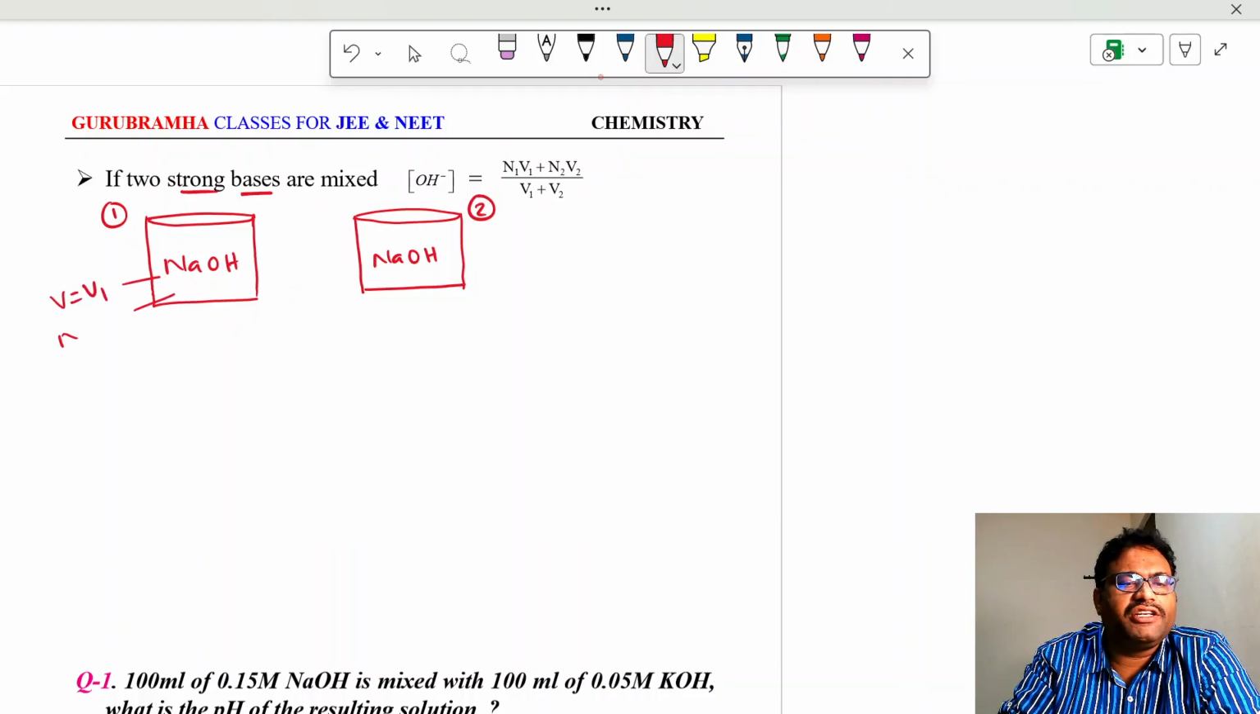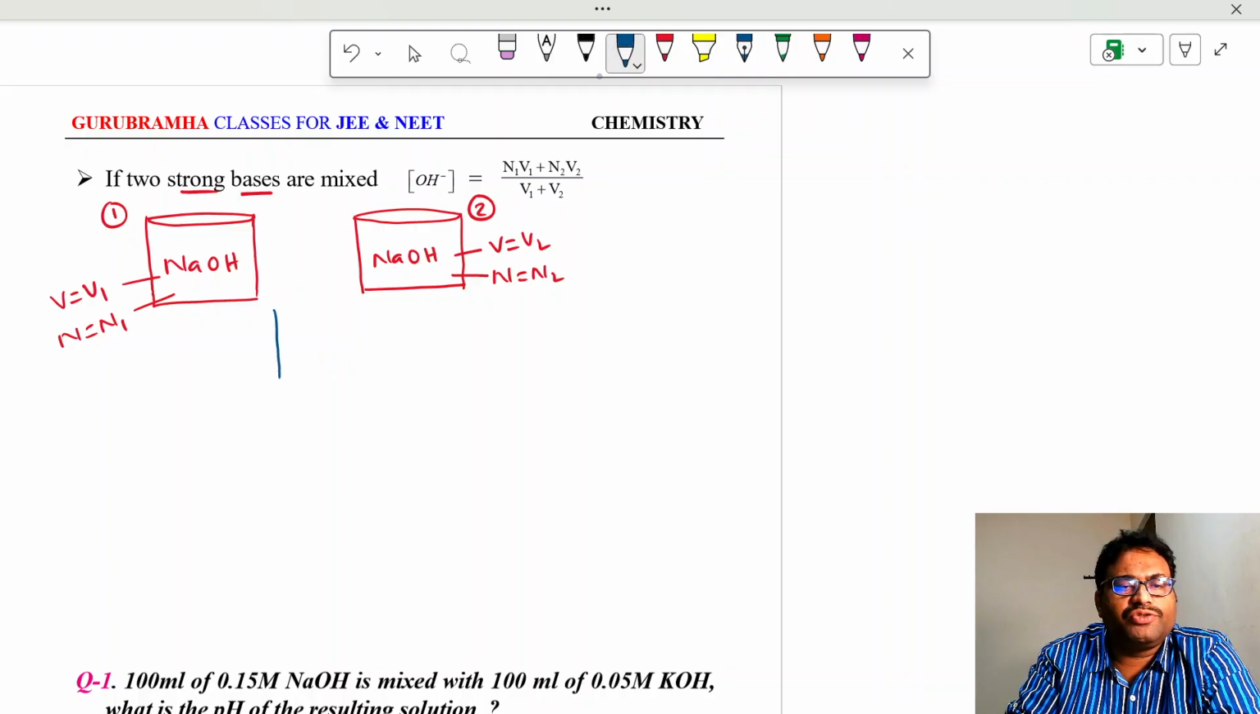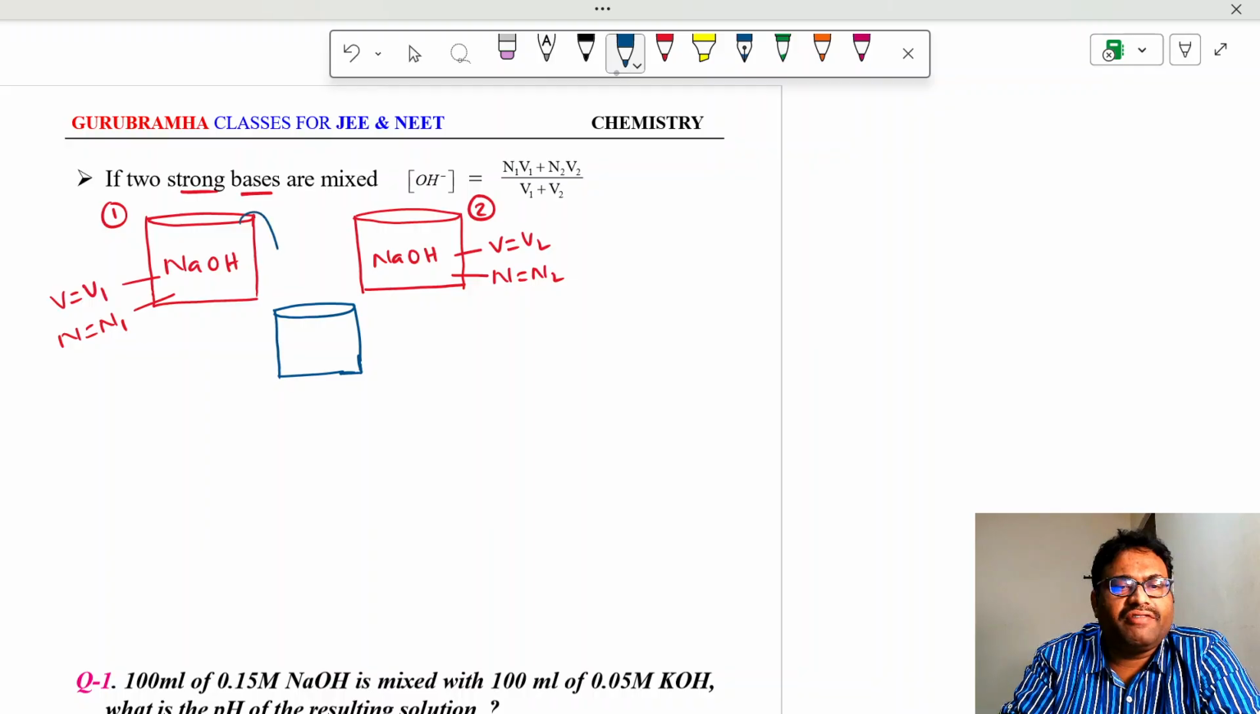For the second solution, its volume is equal to V1, its normality is equal to N1. Its volume is equal to V2, its normality is equal to N2. Now what are you doing? You are mixing these two. On mixing these two, what happens? Simply their number of equivalents get added up.